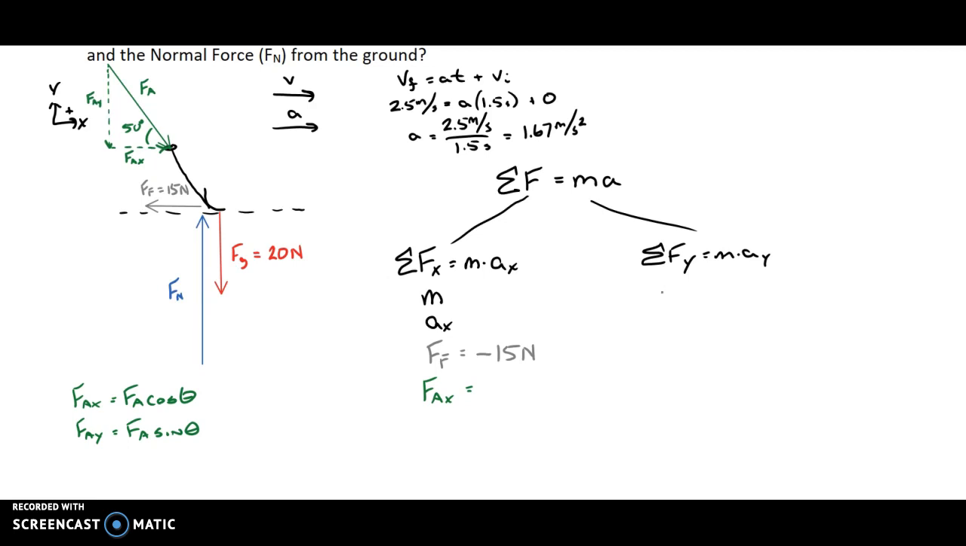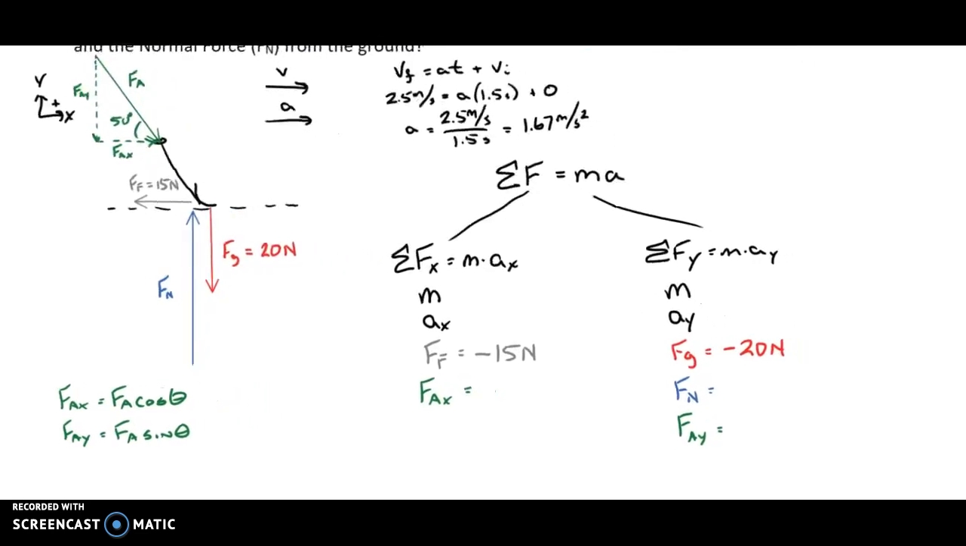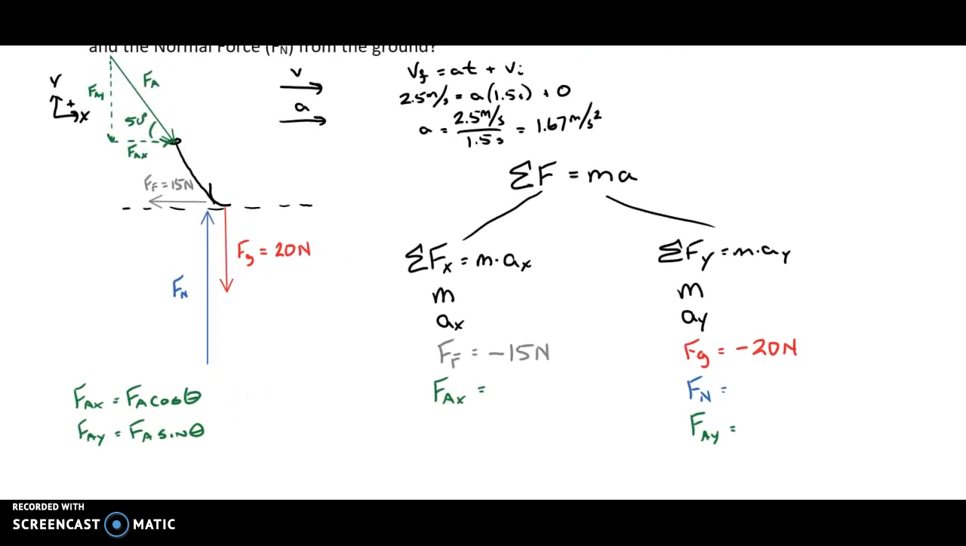In the y direction, we have the mass again. We have the acceleration in the y, and we have three forces. Fg, which is given to be 20 newtons downward, so negative 20 newtons. You have the normal force, which we don't know. We have the applied force in the y, which we also don't know. We do know the accelerations, though. In the y direction, the shovel is remaining on the surface, so it has zero acceleration in the y direction, 0 meters per second squared.